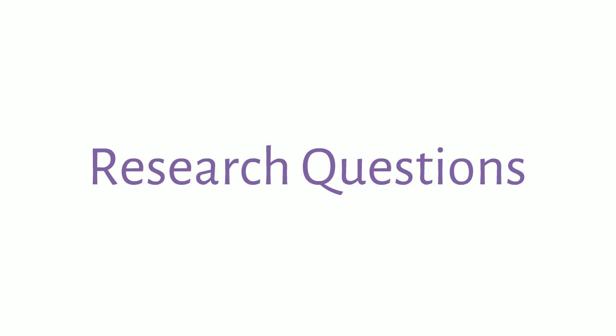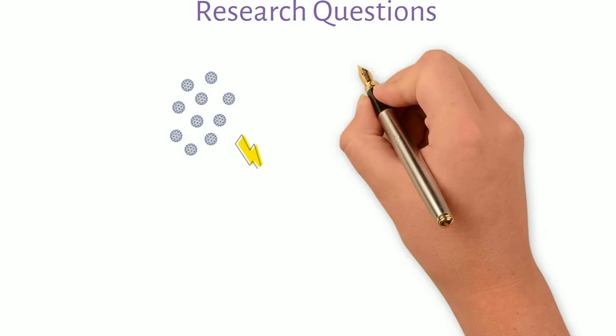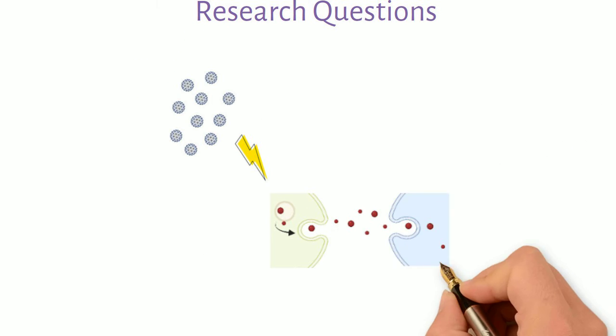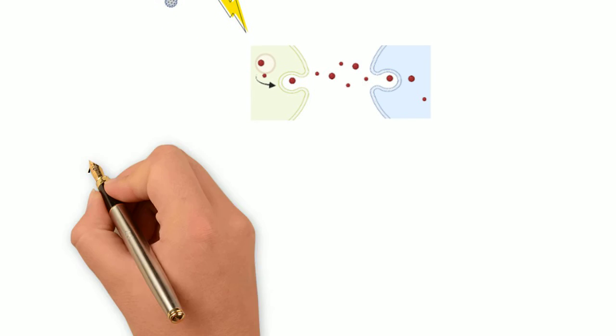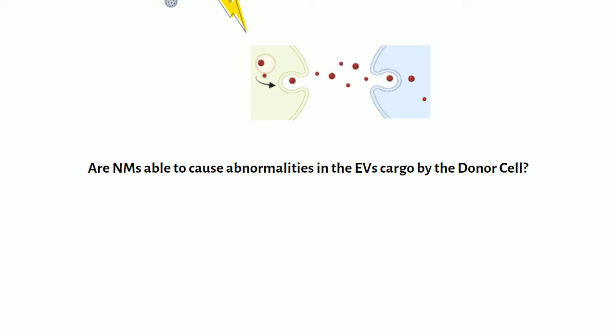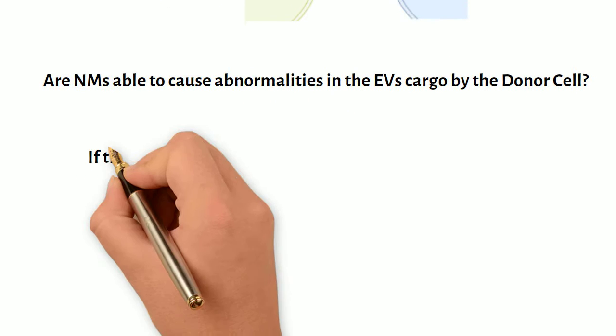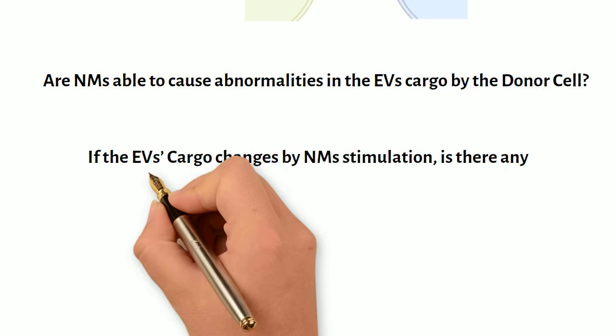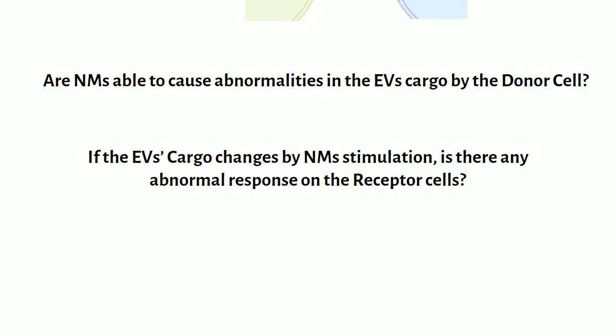So we can divide the research question in two parts. Are nanomaterials able to cause abnormalities in the extracellular vesicles cargo by the donor cell? And if the extracellular vesicles cargo changes by nanomaterial stimulation, is there any abnormal response on the receptor cells?